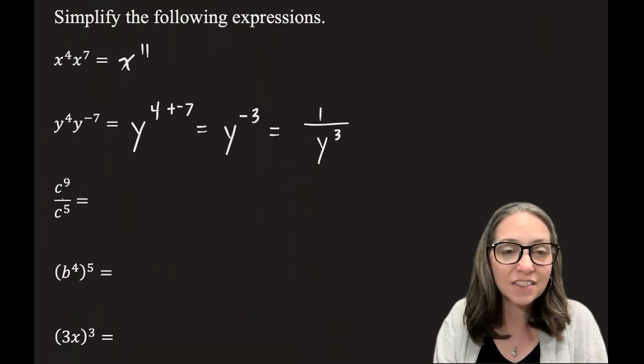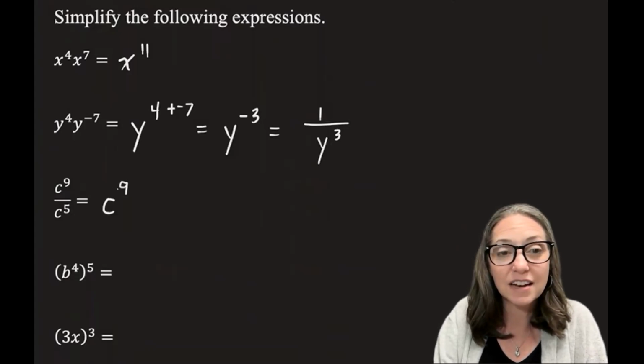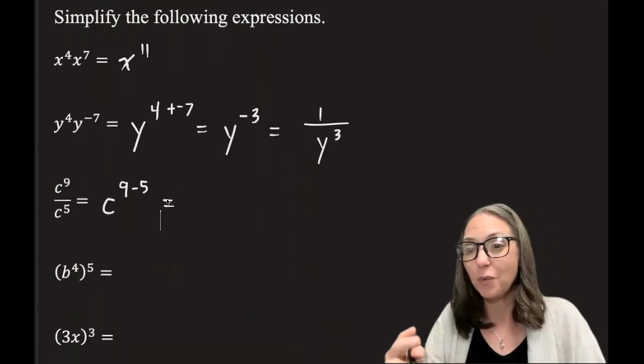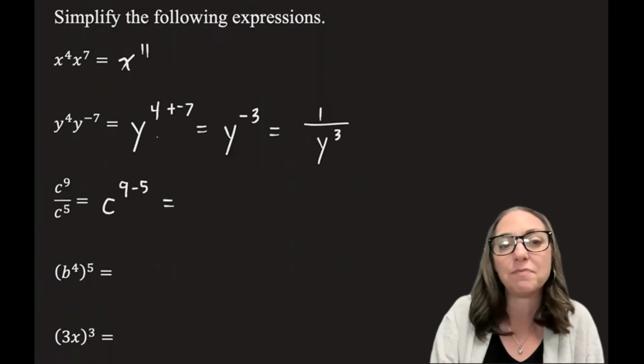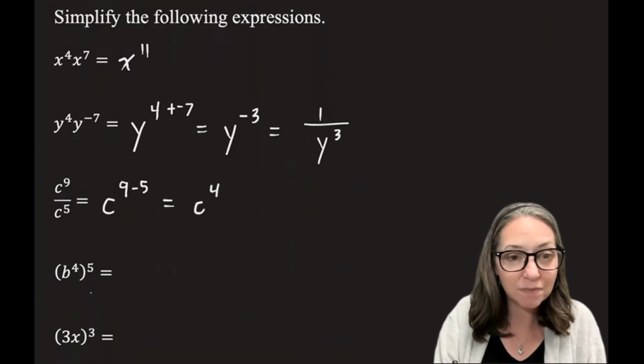All right, c to the 9th over c to the 5th. We can subtract. That's equivalent to c to the 9 minus 5, or whatever the numerator is minus denominator. It doesn't matter which one's bigger or negative, positive, you just do top minus bottom, okay? All right, so that is equal to c to the 4th for simplification.